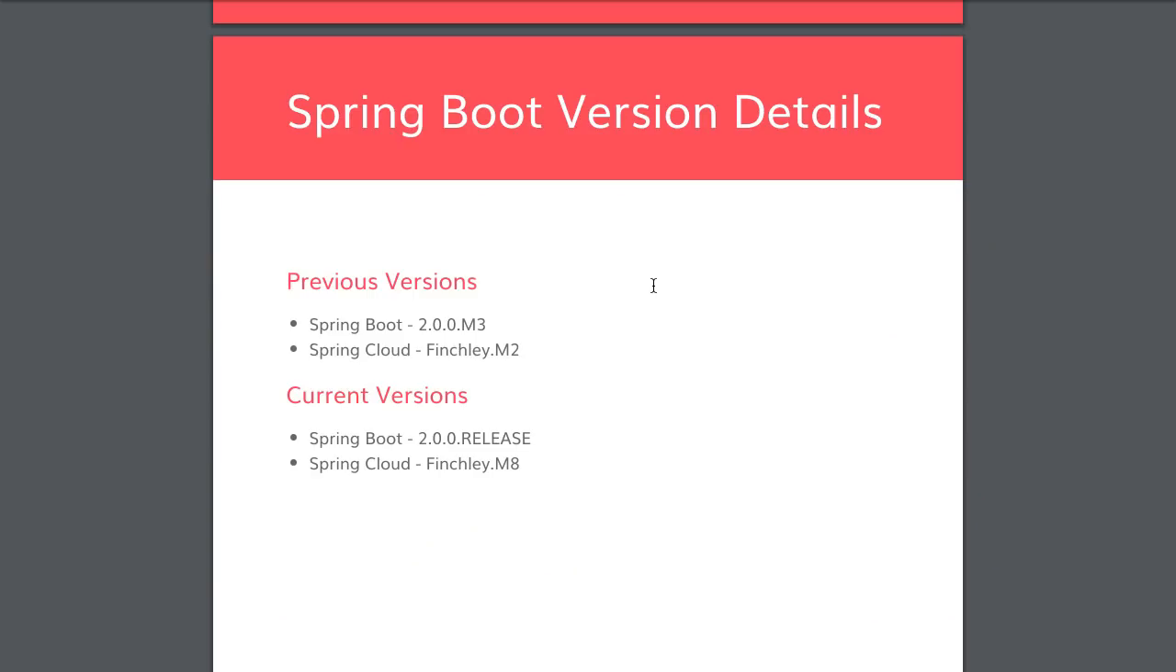Let's jump right in. What are the updates that we are doing right now? Most of our courses are using 2.0.0.M3 Spring Boot and Finchley M2 as Spring Cloud version. Right now, we are upgrading to Spring Boot 2.0.0 release, and the Spring Cloud version which we'd be using is Finchley M8. I'm really happy that this combination is a very stable version. I did not really have any problems with this. 2.0.0 release is a Spring Boot final release, so it's very stable. So I hope we would have a much easier learning experience.